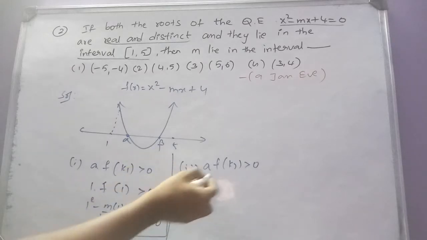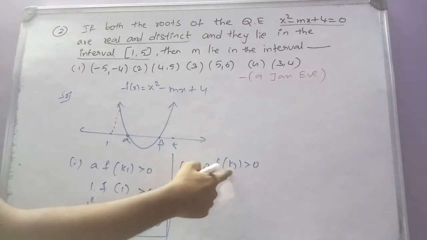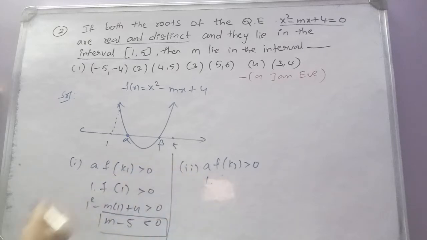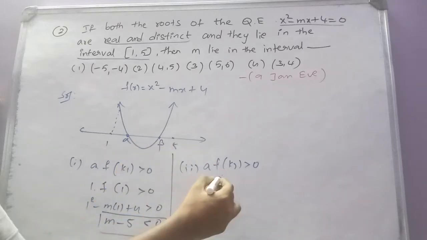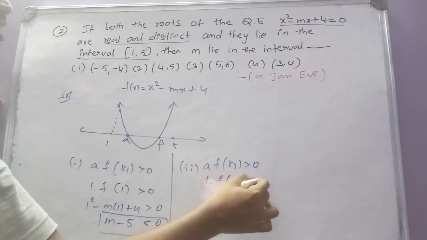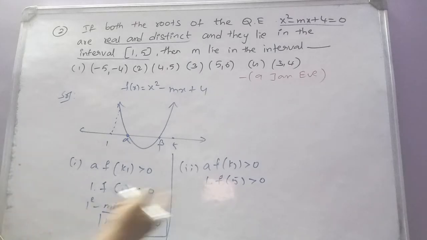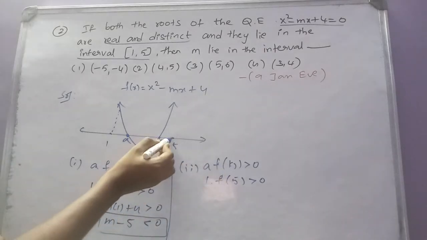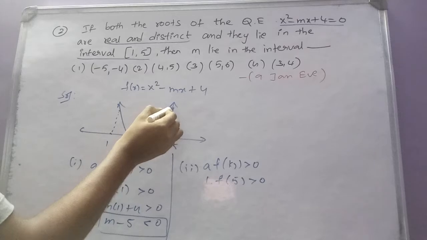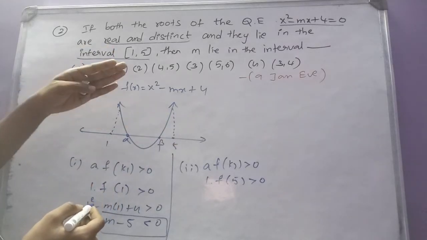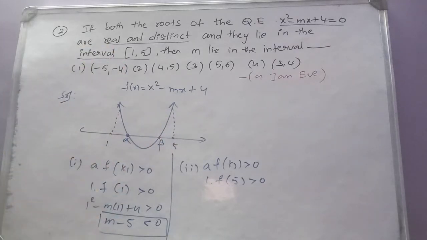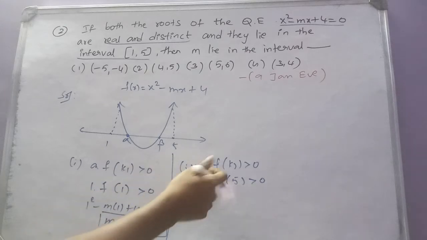Next, if you go to the second condition, a into f of k2 greater than 0, where a is 1 and the second constant k2 is 5, so f of 5 is greater than 0. Check whether it is correct or not. f of 5, at input 5, if you go to the graph, it is clearly above the x-axis, which means that f of 5 is positive, right? That is the second condition. f of 5 is positive.